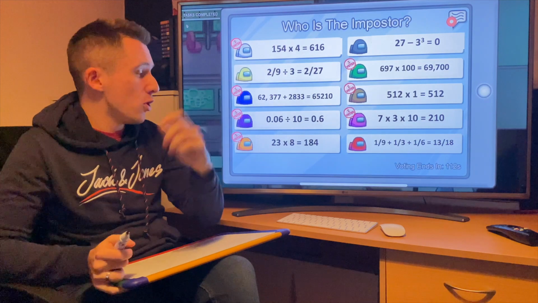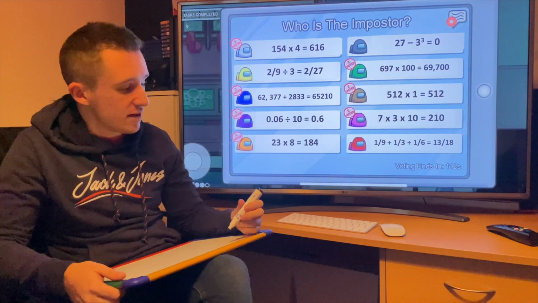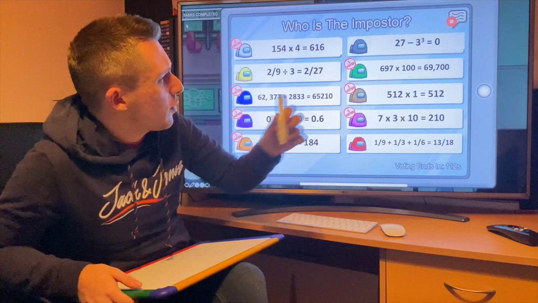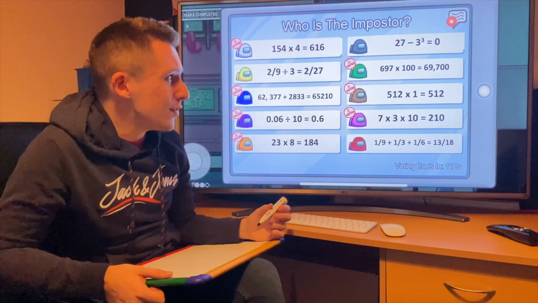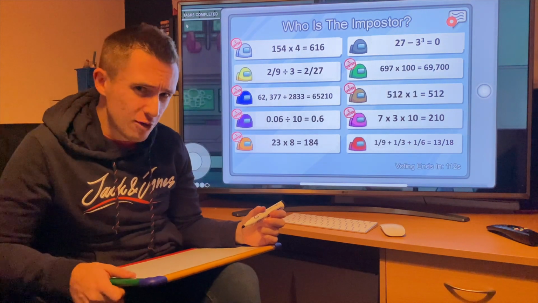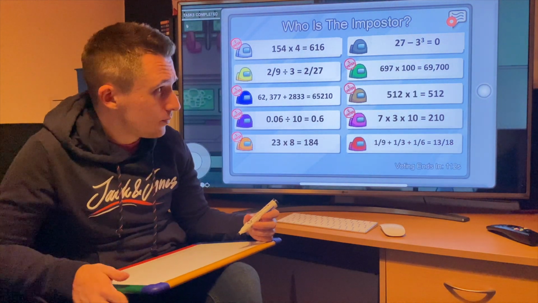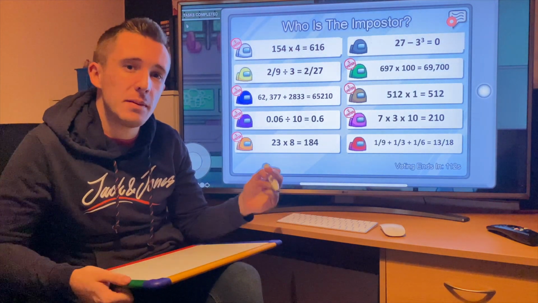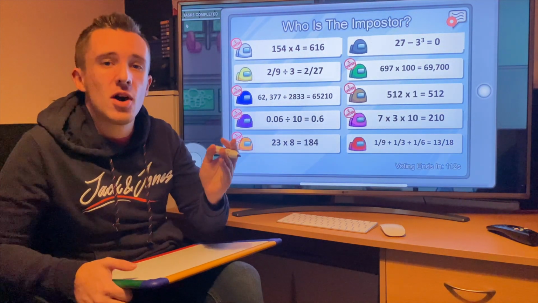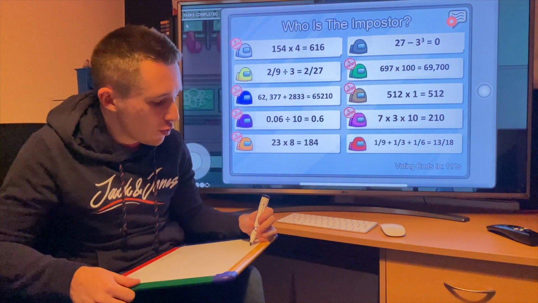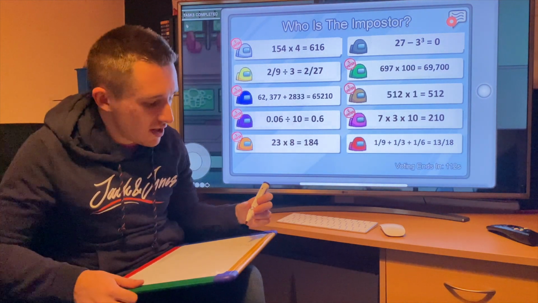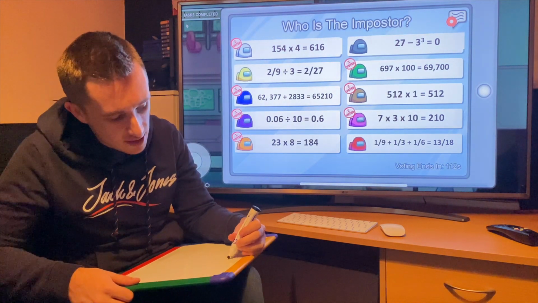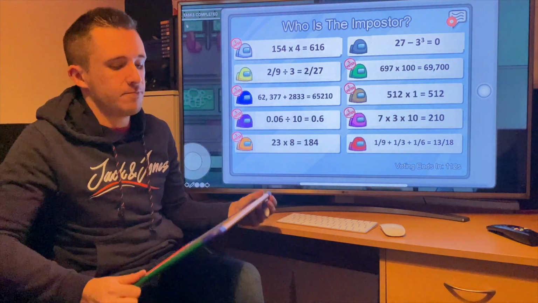Let's carry on, see if there are any more. Next one, 23 times 8. They say it's 184. I can tell you that's correct. This one here, you may not have seen before. It says 27, take away 3 with a little 3 next to it. Now, that little 3 means cubed. And as we've talked about before, that means you times it by itself and then by itself again. So 3 cubed is equal to 3 times 3 times 3.